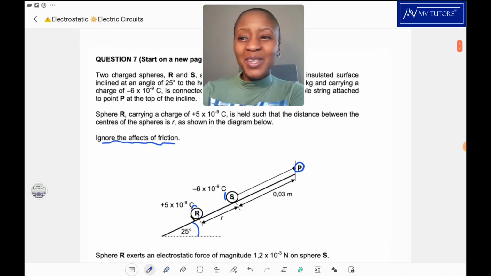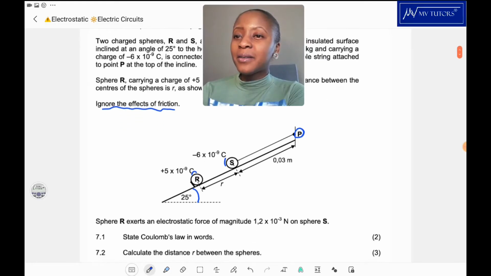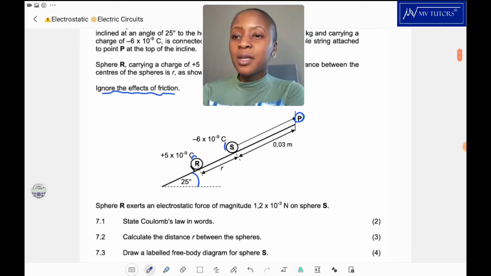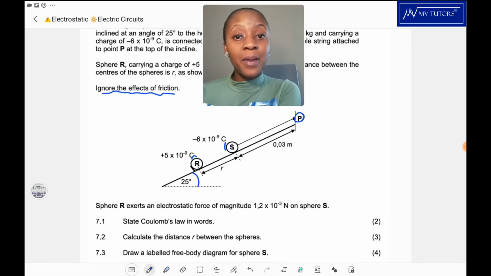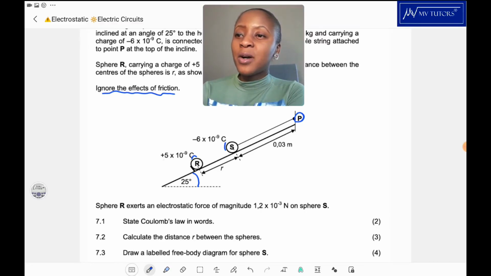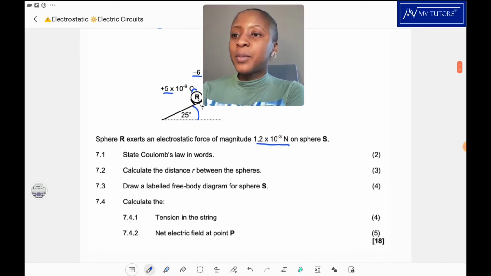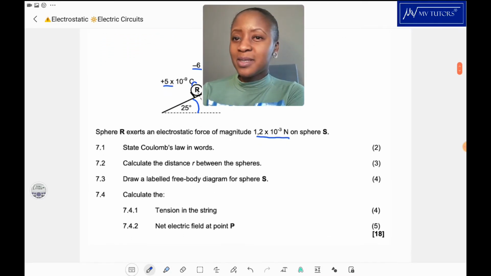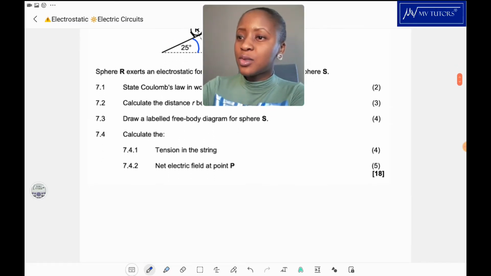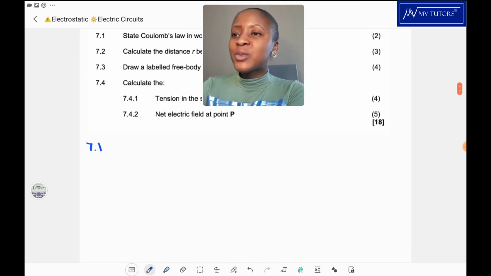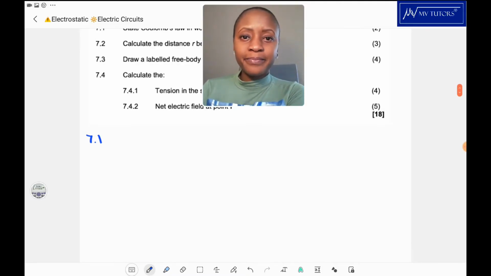And again, they say ignore the effects of friction. That we already knew. And then sphere R exerts an electrostatic force of magnitude 1,2 times 10 to the power minus 3 Newton on sphere S. As you can see, there's a positive charge, that's a negative charge, so there is a force of attraction there, and that is the magnitude of that force. Now, 7.1, state Coulomb's law in words. That is 2 marks. So, let's see. A nice way of remembering how to write out Coulomb's law is to put the formula there.